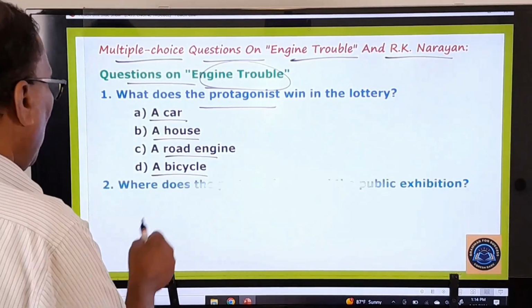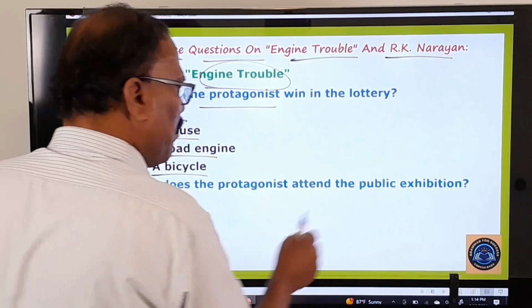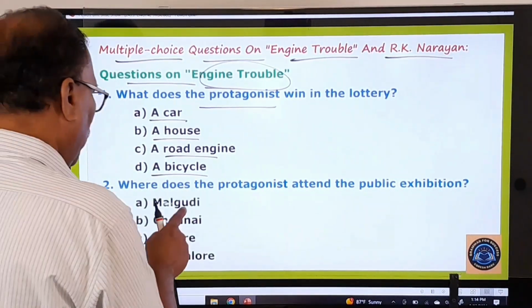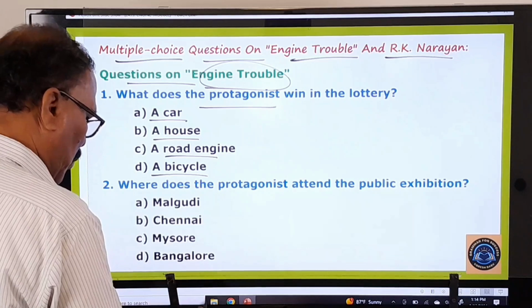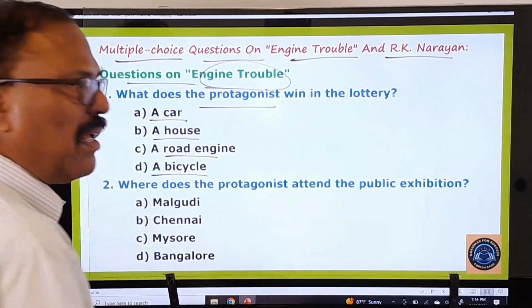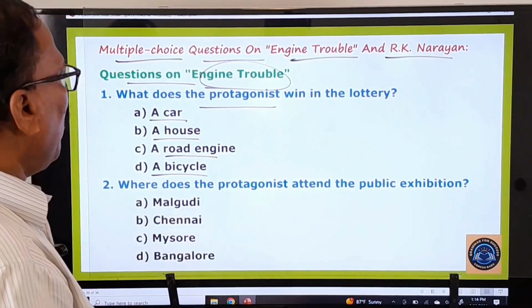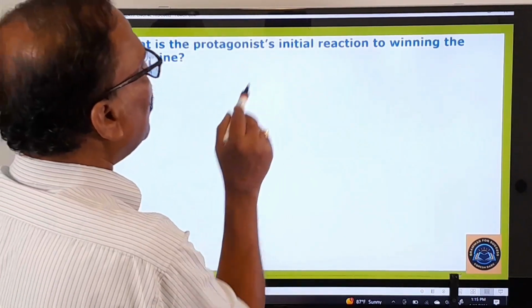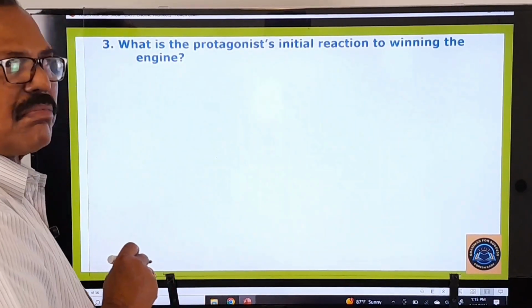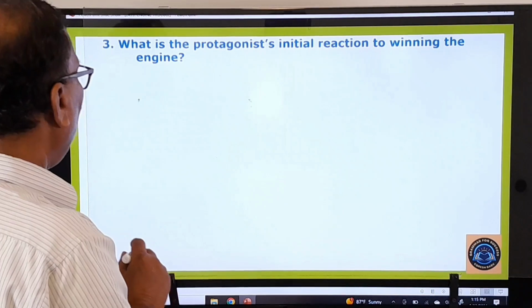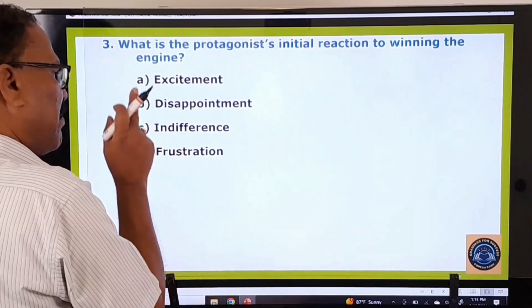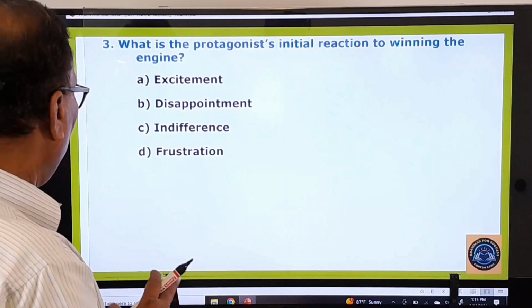And then comes, where does the protagonist attend the public exhibition? Where did he attend that public exhibition? Malgudi, Chennai, Mysore, Bangalore. You know the answer. You can tick the right one. Okay. Now we move on to other questions. Third question. What is the protagonist's initial reaction to winning the engine? What was his reaction? Here you pay attention. Excitement, disappointment, indifference, frustration. You know that very well. You go to the next one.